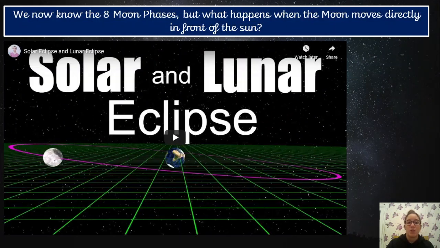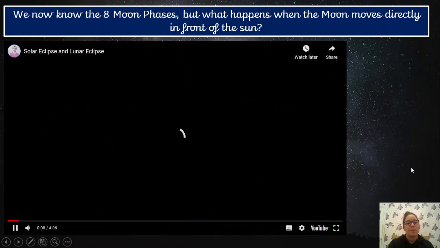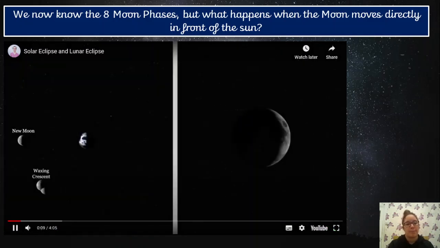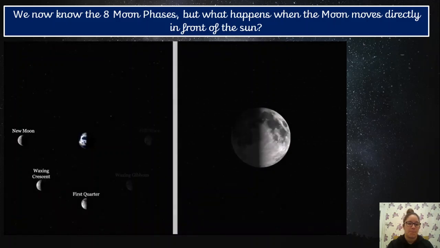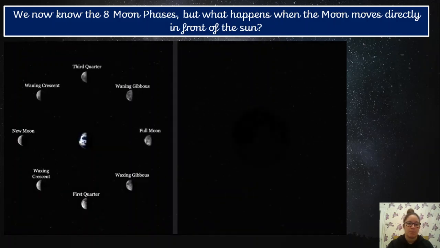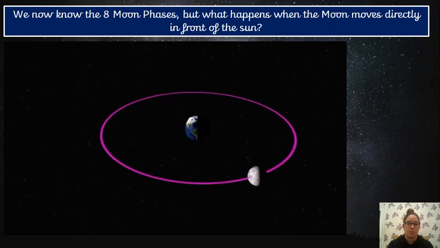So we now know the 8 moon phases, but what happens when the moon moves directly in front of the sun? Let's have a look, see if we can find out what that means. In the previous video, we talked about the phases of the moon and how that relates to the moon's orbit around the Earth. It might be helpful to watch that video first.